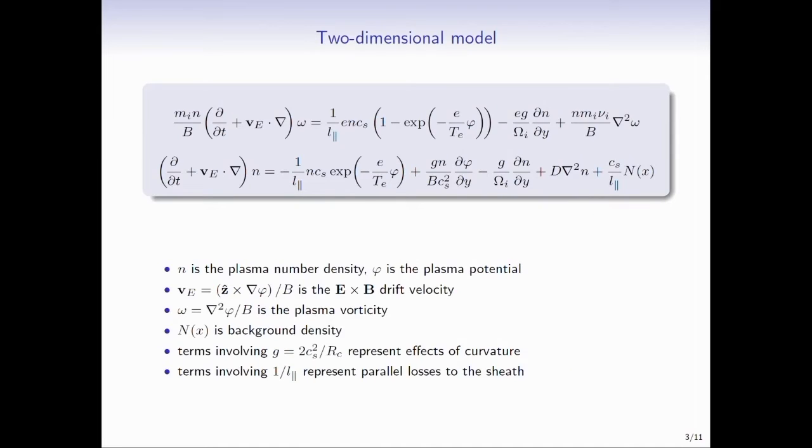We're going to consider a two-dimensional model, and the simplest models consist of evolution equations for plasma vorticity, which is related to potential, and the number density, so that's a density conservation equation. And all the effects of curvature and field gradients are contained within the effective gravitational terms. And dynamics in the parallel direction is represented through these parallel closure terms, which basically provide some damping.